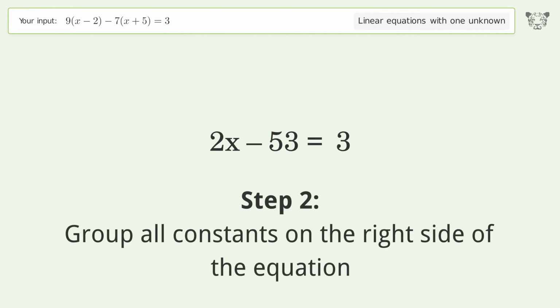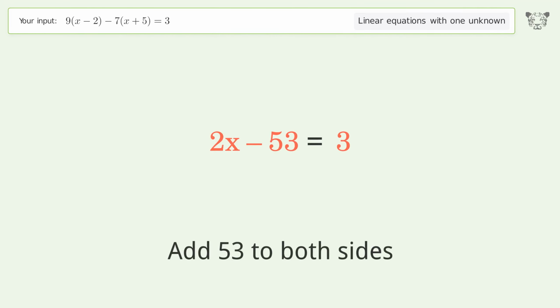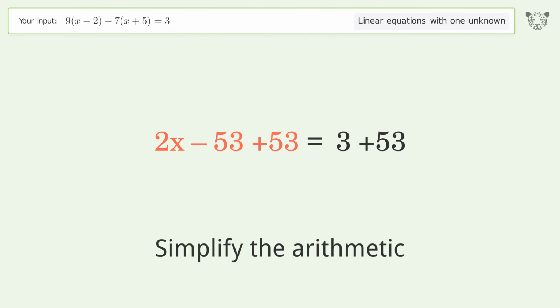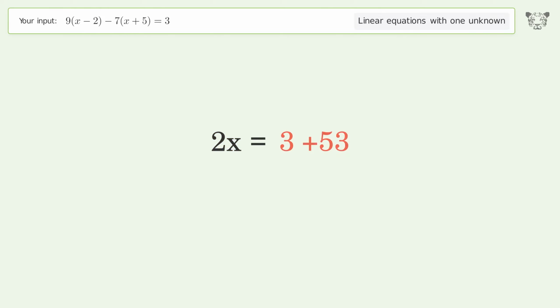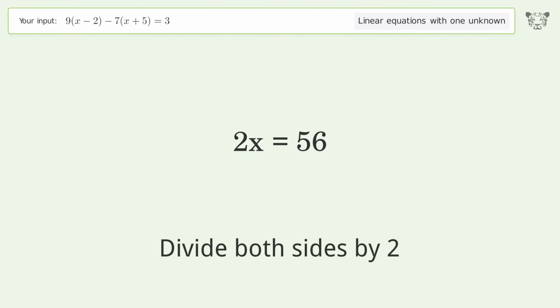Group all constants on the right side of the equation. Add 53 to both sides. Simplify the arithmetic. Isolate the x. Divide both sides by 2.